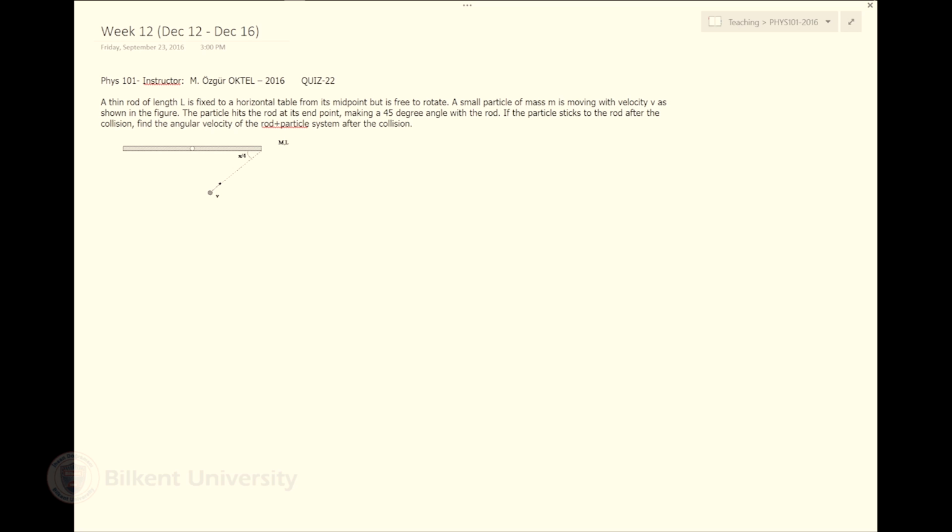Let me remind you. The question was that I have a small ball of mass m moving with velocity v, as shown in the figure. The particle hits the rod at its end point, making a 45-degree angle with the rod. If the particle sticks to the rod after the collision, find the angular velocity of the rod-particle system after the collision.